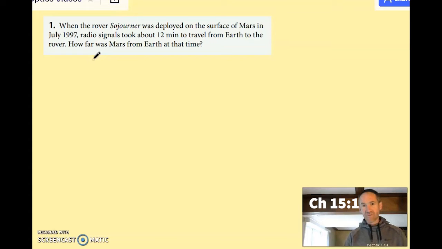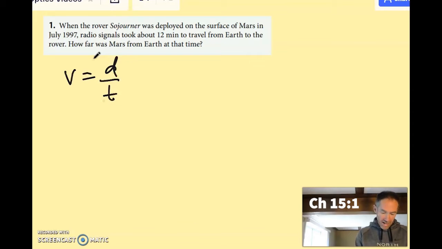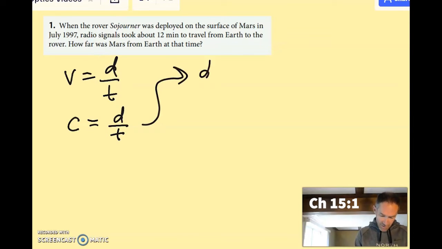So the nice thing for us is light travels at a nice constant speed. And so that means that we can use the equation velocity equals distance divided by time. And in the case of light, we generally say c is that speed of light. Remember, Einstein called it a constant, is distance divided by time. So now for the distance, that says that it's the speed of light times the time.